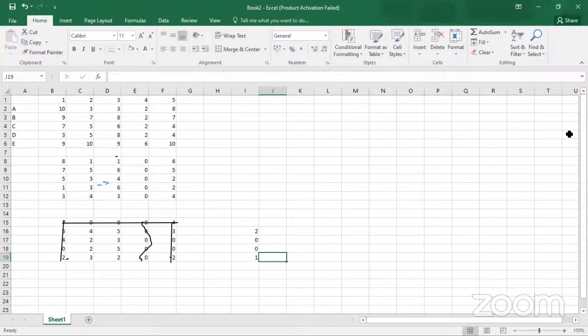From the uncovered numbers, we should subtract the least uncovered number. 5 minus 2 is 3. 3 minus 2 is 1. 5 minus 2 is 3. And the covered numbers, we shouldn't disturb them. They are sleeping, under the cover. We won't disturb them. Is that clear?